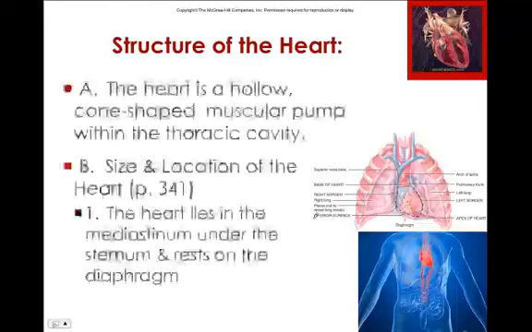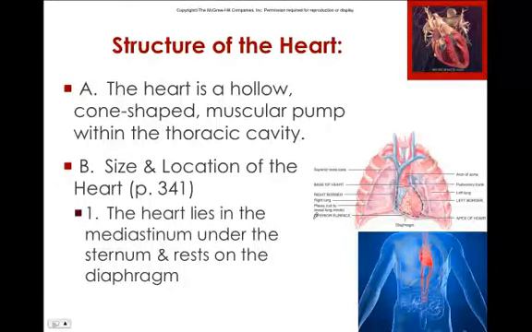So, structure of the heart. The heart is a hollow, cone-shaped muscular pump. So again, you can see it's kind of cone-shaped. I guess that's a little bit of a stretch, but sure, we'll call it cone-shaped. And again, it's a muscular pump. So it is a very muscular organ, and it lies, of course, within the thoracic cavity, the chest cavity.